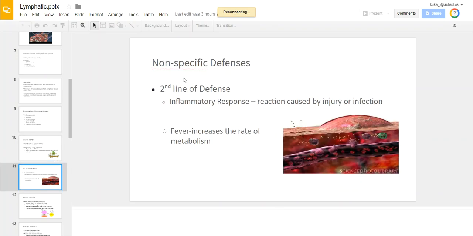So continuing with our non-specific defenses, we have a second line of defense, and that is your inflammatory response. So sometimes when we're saying something is swollen, we're talking about this inflammatory response. That's a reaction caused by injury or infection. So again, this happens when you're sick too. And what's happening is, in this picture here, your body detects that something's wrong. So if it's an injury, it could be broken, damaged tissue.